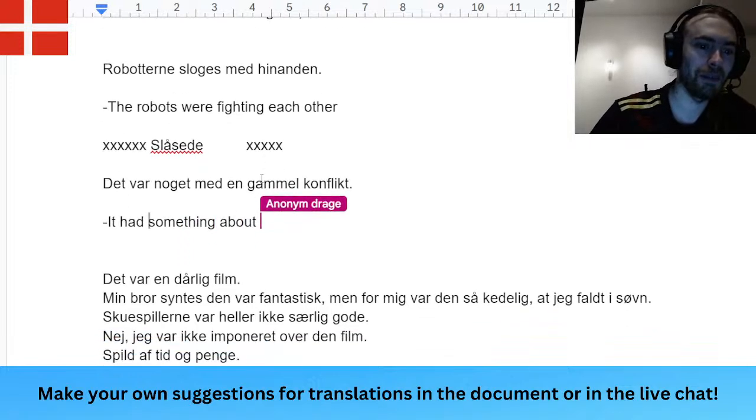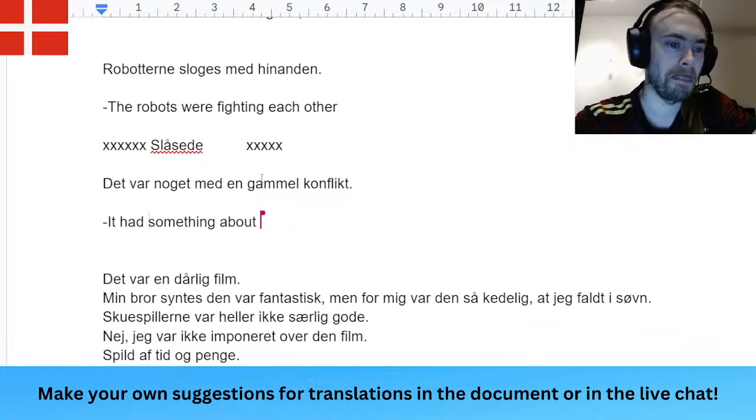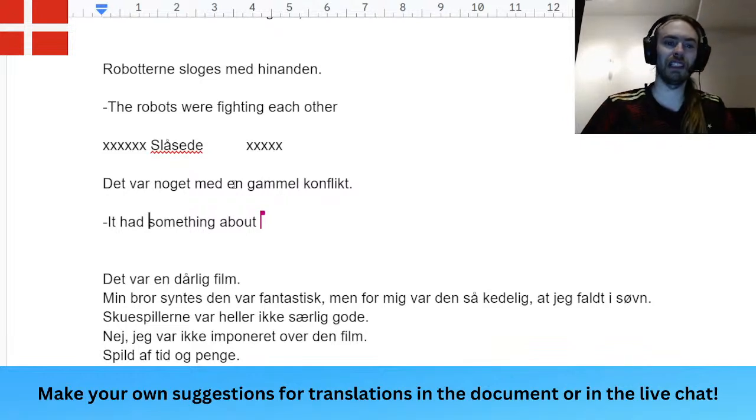Det var noget med en gammel konflikt. Det var noget med en gammel konflikt. What is that?